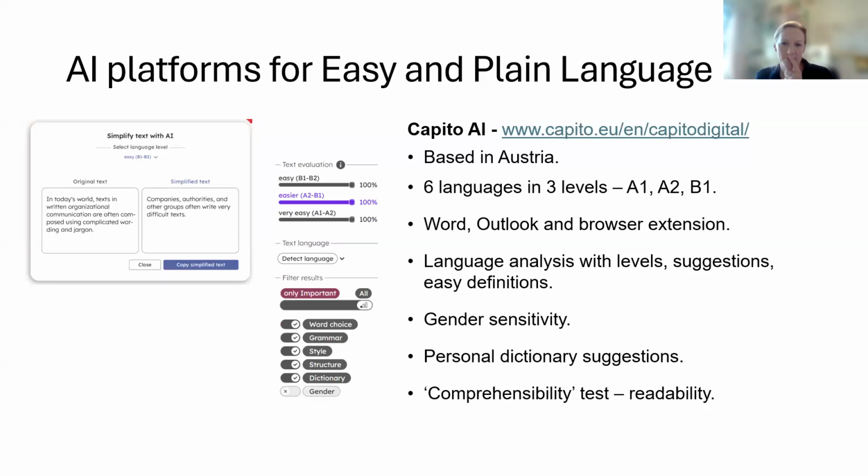And there's a couple of others from Europe. So we have Capito AI, based in Austria. So they have 6 languages and 3 different levels. So that's quite different to the ones that we have in the UK, in that they think about how they use the common European framework of different levels of English that people might use. So again, it's a similar sort of setup.